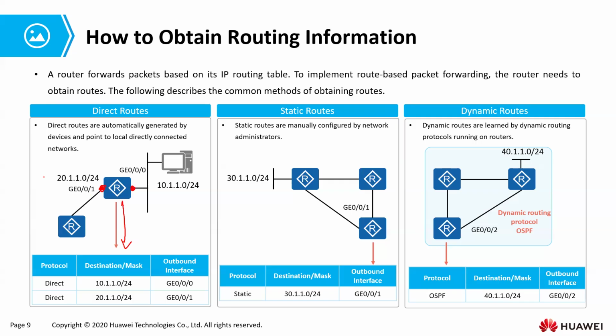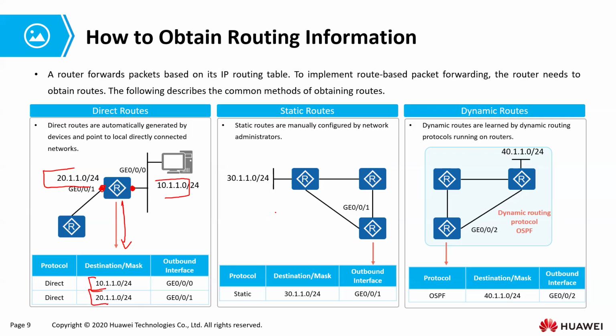So I can see this network here, 2.1.1.0, and I can see another one, 10.1.1.0, here. That is what we call direct routes. How to obtain routing information? Information in the routing table can come from direct routes, number 1. Number 2, it can come from what we call static routes, which are basically manually configured routes.